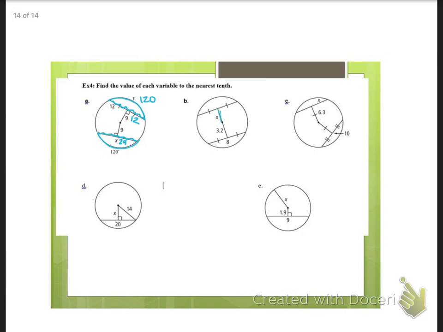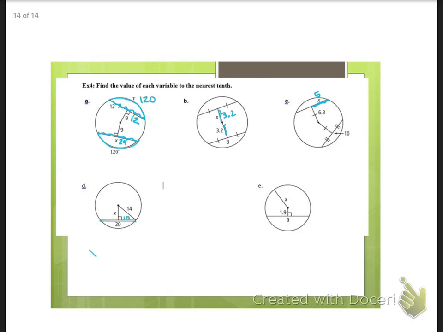My next one, this looks like it matches 3.2. Okay, this one, the whole thing is 10. I only want part of the thing that it matches up with. So if the whole thing is 10, it's going to match with 5. Down here, the whole thing is 20. So if I need the bottom of my right triangle, I'm going to use 10.